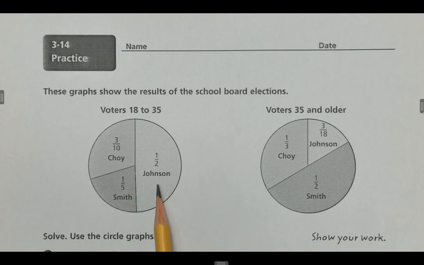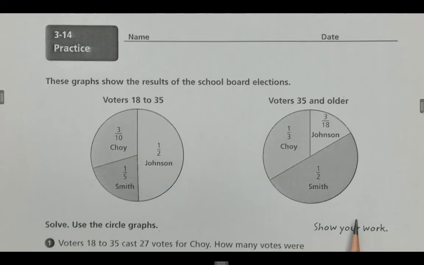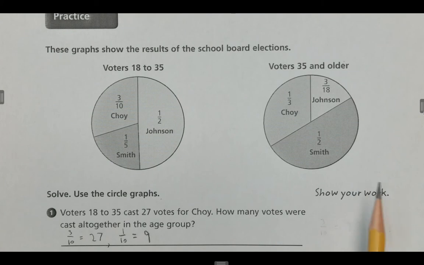And you can see just from a quick glance that the data is quite different. This candidate, Johnson, was very popular with the younger voters, receiving half the votes, while the older voters, 35 years and up, seemed to favor Smith, who got half the votes. So using the data here, now let's move on to the questions. And question one, I've started to take some notes here.